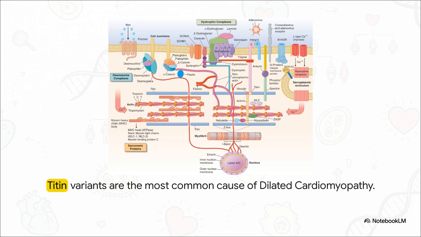Truncating variants, meaning the genetic code gets abruptly cut short in this giant spring, are the most common cause of dilated cardiomyopathy. They actually account for up to 25% of familial DCM cases. If your molecular spring is broken, the heart stretches out and it just cannot spring back.